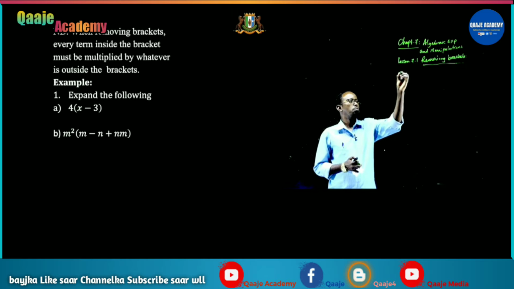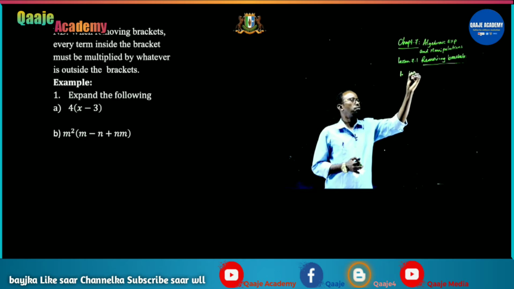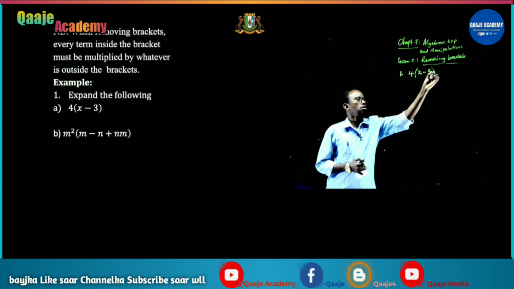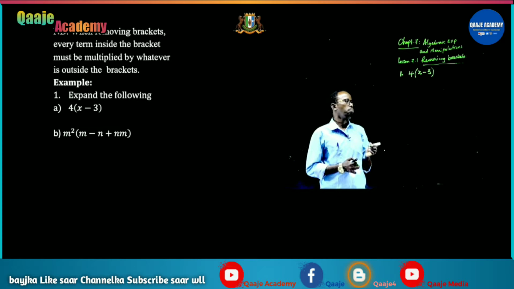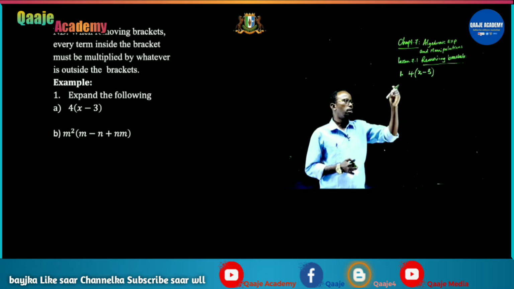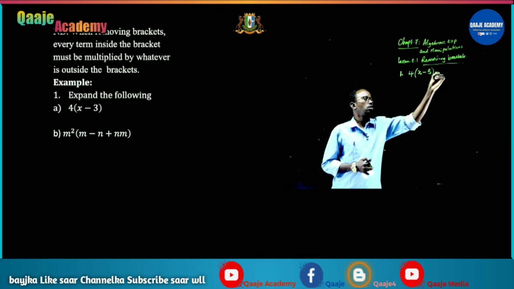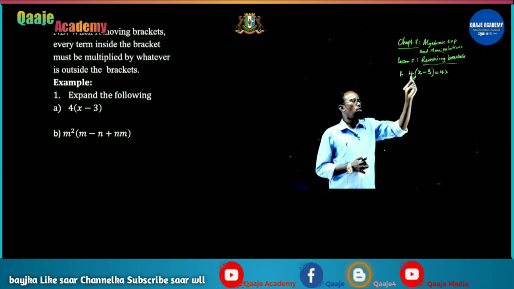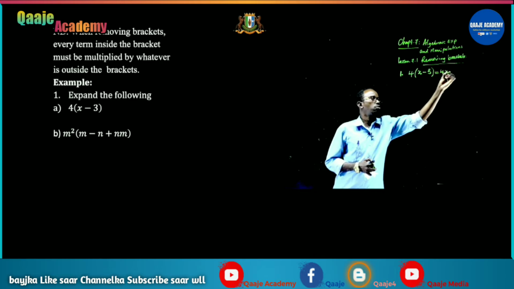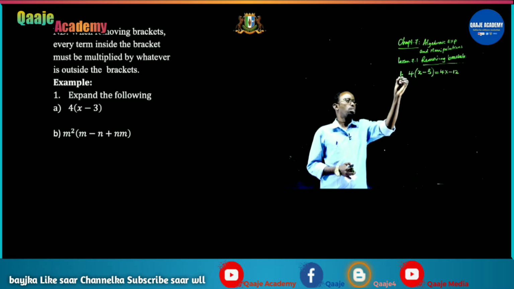Example number 1. Expand the following. A: 4 bracket x minus 3. Whatever is inside the bracket is multiplied by the number outside the bracket. So we multiply 4 times x, we get 4x, and then 4 times 3, you get 12. So this will be 4x minus 12.